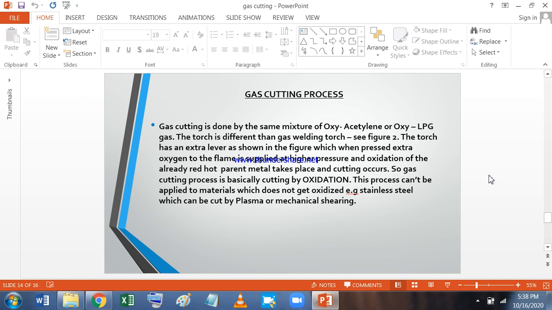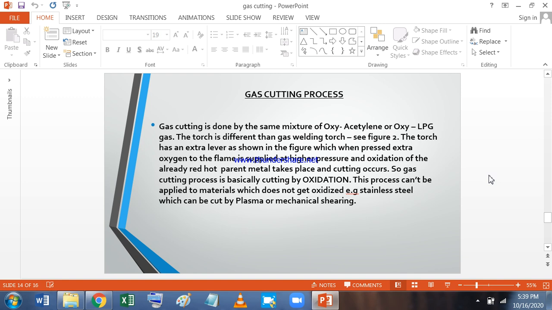Now, the most important process that we have come to is the gas cutting process. Because, to be frank, the application of gas welding has reduced in industry to a great extent, and it has been taken over by the electric arc welding process. But the gas cutting process is universally applicable in any fabrication industry.